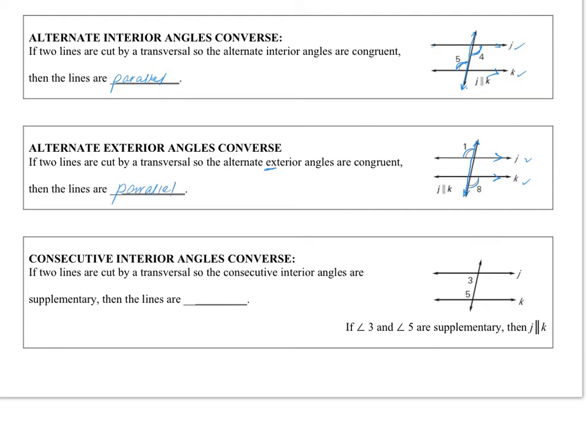And now we have the consecutive interior angles converse. So we're talking about interior, inside. If two lines are cut by a transversal, again, J and K, and then this is the transversal, so the consecutive interior angles, meaning they're next to each other, angle 3 and angle 5, are supplementary. So if measure angle 3 plus measure angle 5 equals 180 degrees, then the lines are, again, parallel.